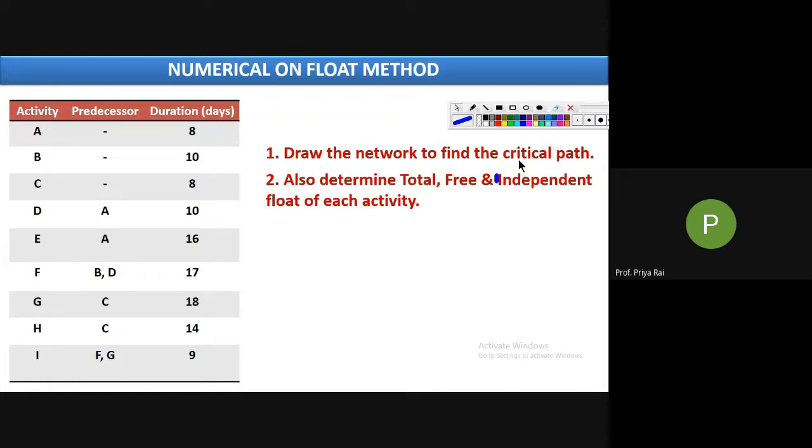In the next lecture we will be starting a new network diagram, which is PERT analysis, program evaluation and review technique. Till now whatever we were learning comes under CPM, the critical path method. In the future we will see the differences between CPM and PERT network and how to solve. So, draw the network diagram in order to determine the critical path and also determine total, free and independent float of each activity.